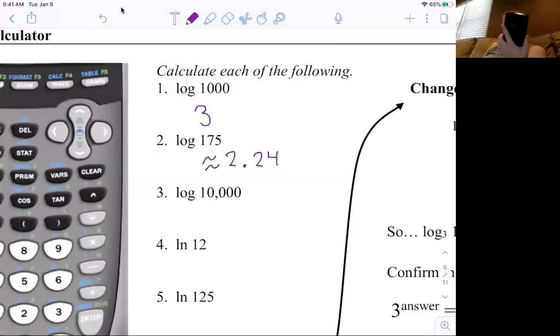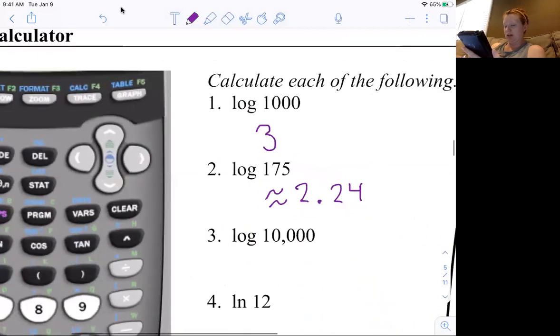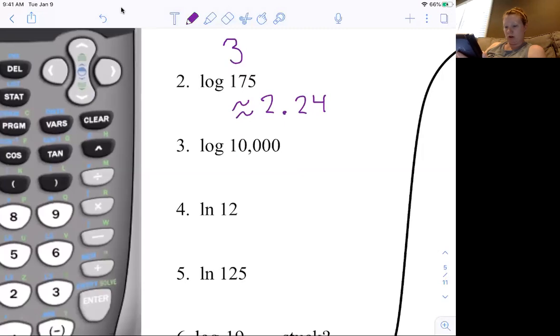Remember, for the ones with the logs, the base there, that tiny little number that's not there, is a 10, but you don't actually have to type that on your calculator. It automatically assumes that it's 10. So you're just going to go through this. You can do it with me or on your own. I would suggest that you actually use your calculator and see if you can get the same answers as me.